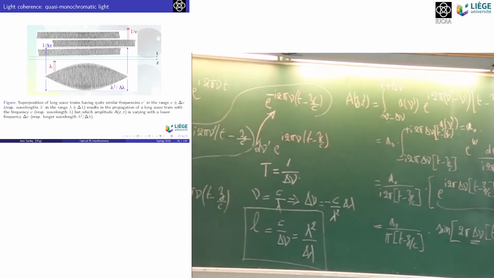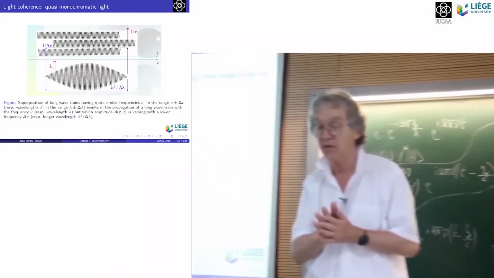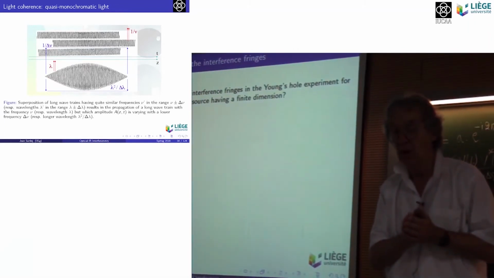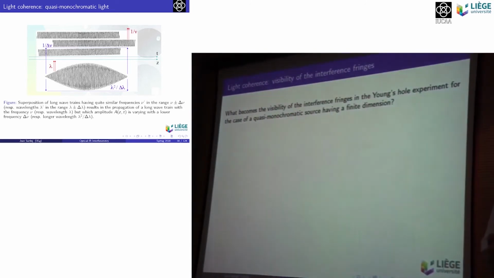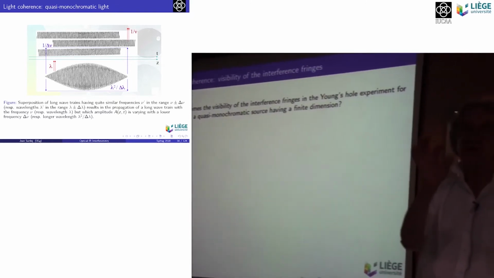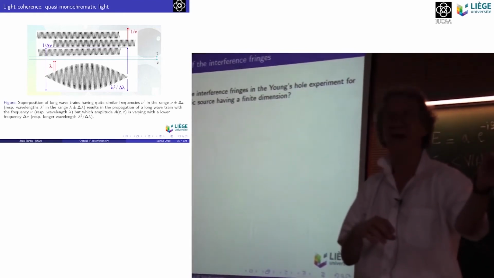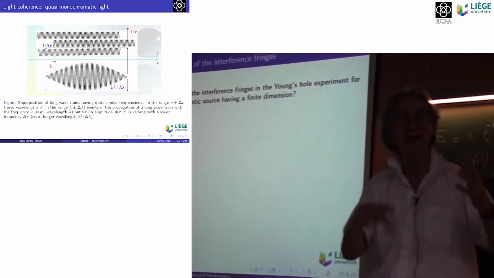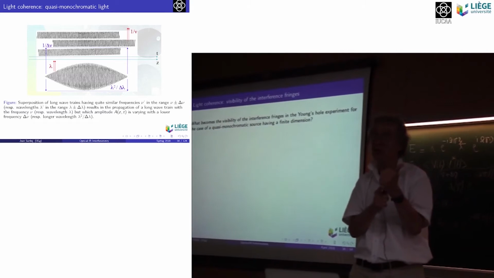Okay, so this is already one thing. Now we could wonder what becomes of the visibility of the interference fringes in the Young's hole experiment for the case of a quasi-monochromatic source having a finite dimension. Yesterday, when we considered the Young's experiment, we considered that the two holes were infinitely small, that the light source was infinitely small, and that the light was purely monochromatic. So now we will try to relax all those hypotheses. First, consider that it's quasi-monochromatic light, not monochromatic.